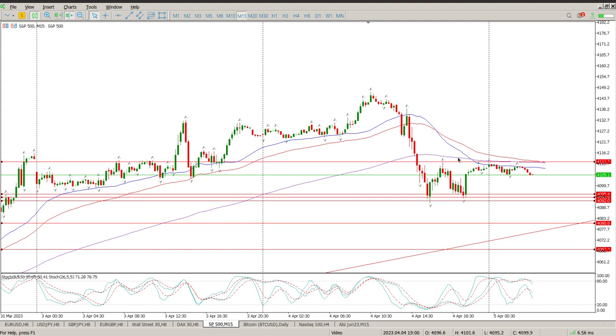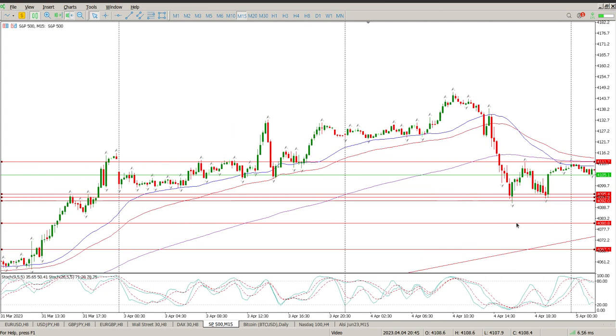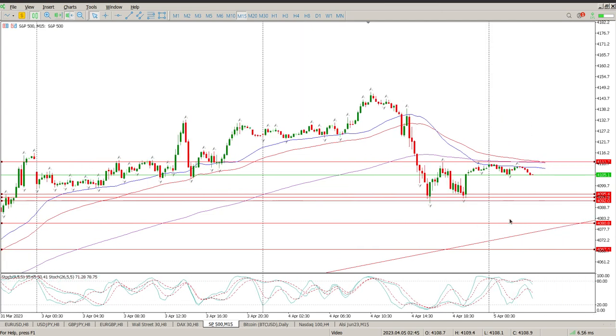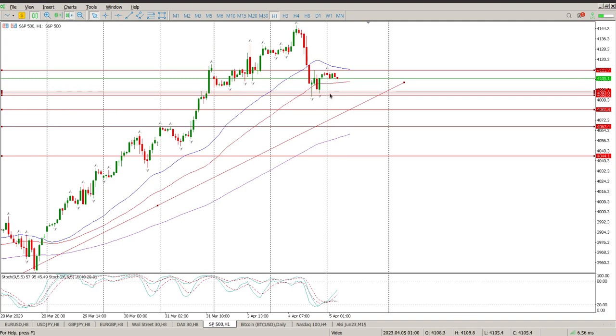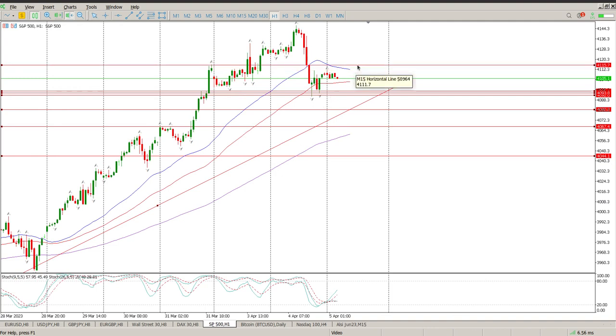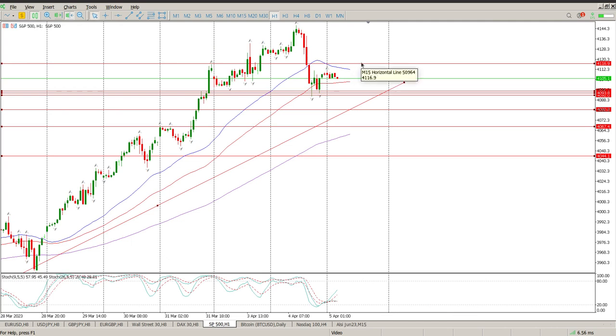But the fact that we haven't broken above this to build a base is the issue. So expect this to come back down, probably test this area again. If we break through this area, then 40.80 is my entry long. Target to the upside will more than likely be this area here, but I'm going to just adjust that. So that would be 4116.